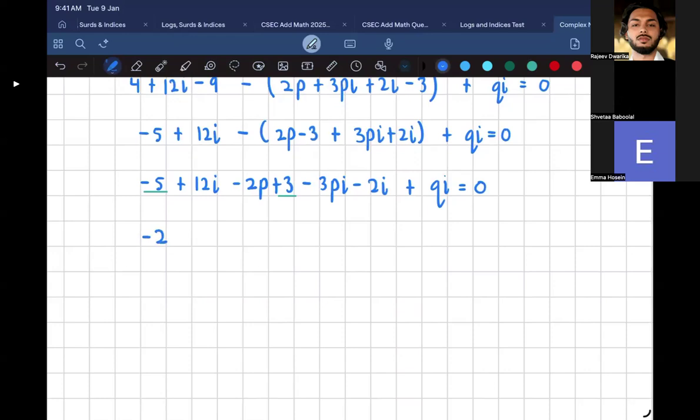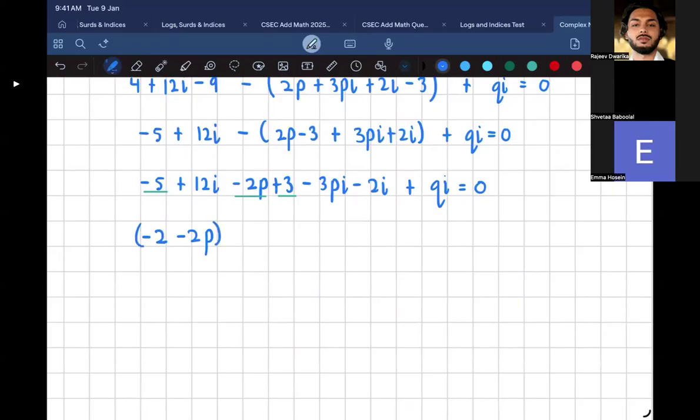The imaginary parts: we have 12i minus 2i. We could work that out first. What's 12i minus 2i? But wait, we have another real part. I'm not sure if you've seen it, but we also have minus 2p. See that? That's also a real part.